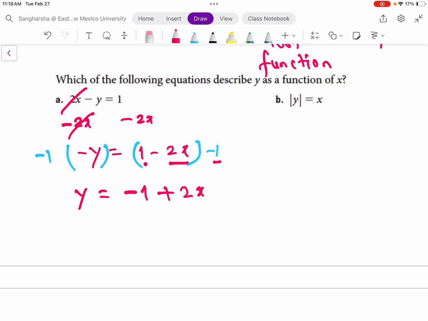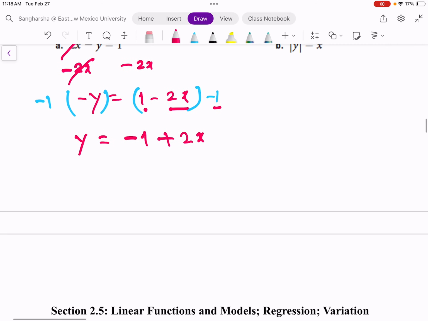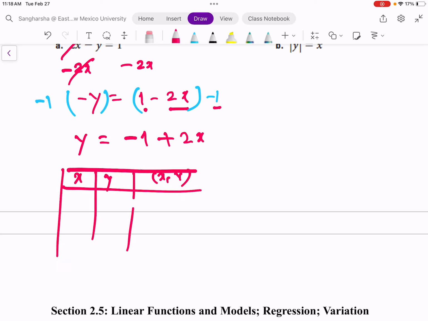That's what we need to tell. Is this a function or not? We can check by graphing, okay? Now let's graph. So we have x, we have y, and we get an (x, y) point. Now can we choose any number for this x here? So can we choose any number as an input? Yes. If we get an output, then yes, we can choose.